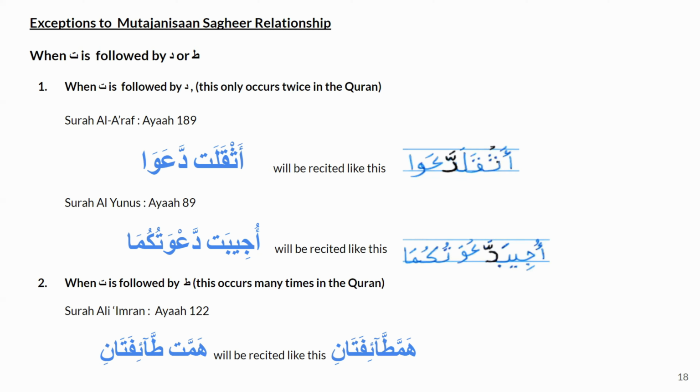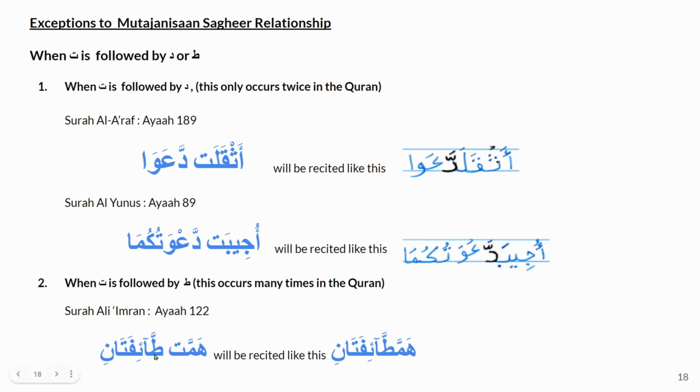And when sakin, letter ta has a qalqala. So they share the same makhraj, but they differ in sifat. So when the situation occurs where letter ta and letter ta are coming together, where letter ta is the first of the Mutajaanisaan letters and letter ta is after it, and they are in a saghir relationship. This occurs many times in the Quran, and we will apply the rule of idgham kamil.